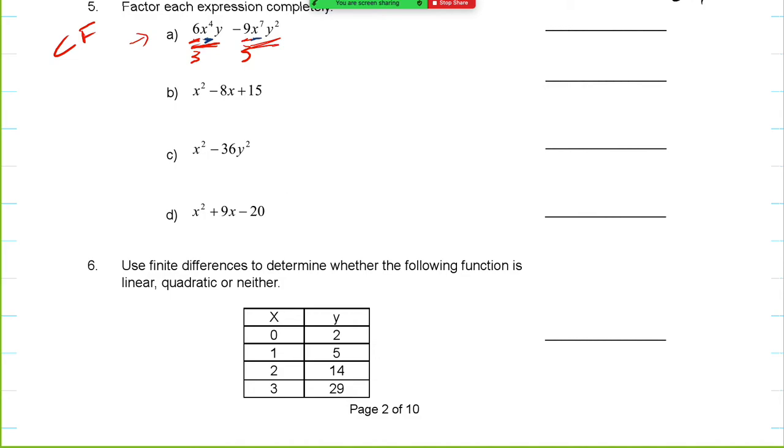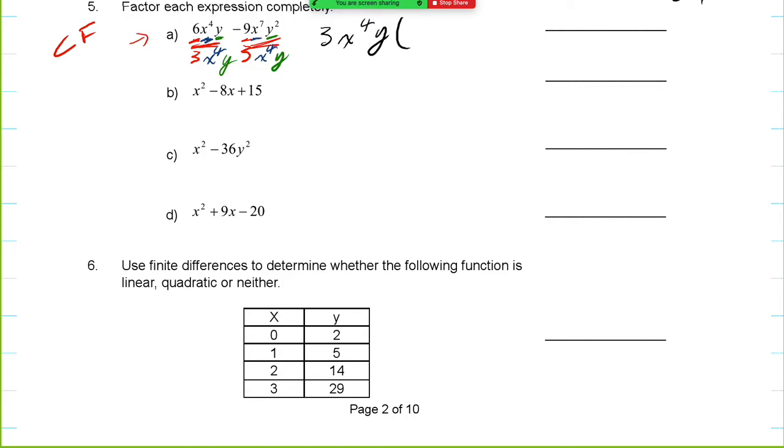And what does that mean? Well, x is to the power of 4, so we can divide both of them by x to the power of 4. And the same concept holds for y. We can divide both of those by just base y. So our common factor is going to be 3x to the power of 4y.